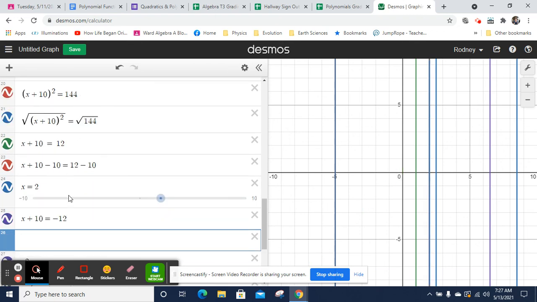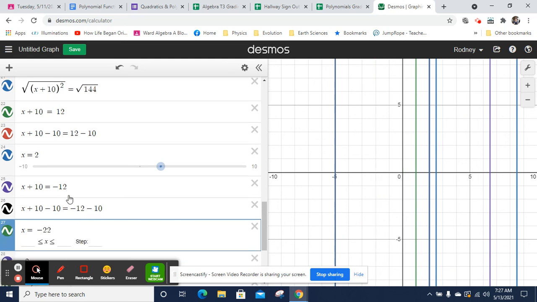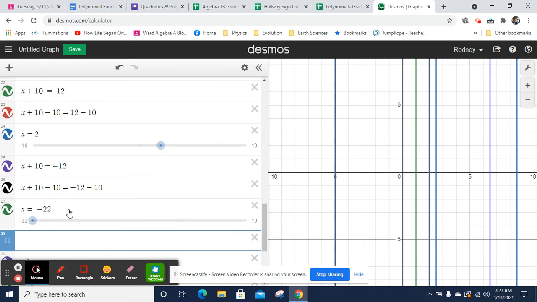And then here I'm going to subtract 10 from both sides as well. x plus 10 minus 10 equals negative 12 minus 10. And so x is going to equal negative 22. And so my solutions for this are 2 and negative 22. So x is 2 and negative 22.